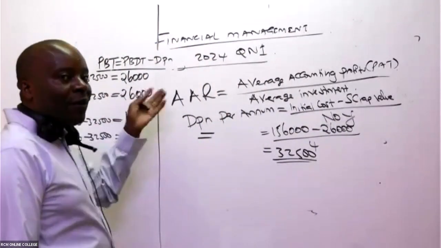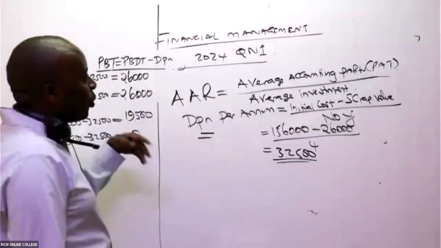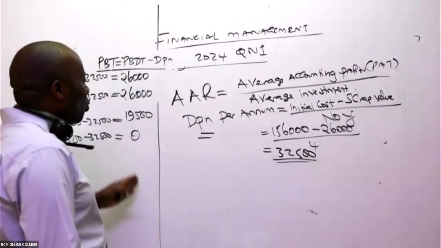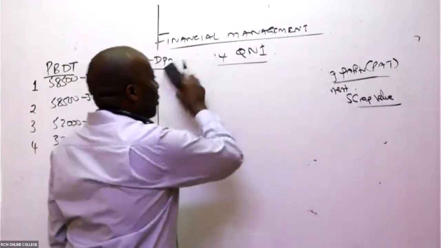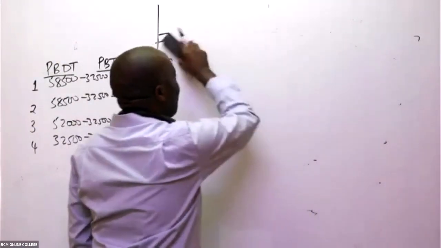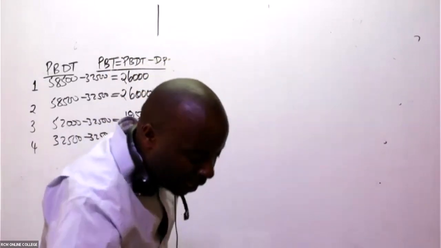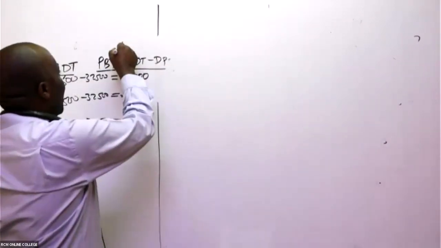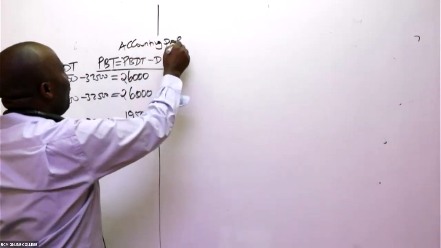If we had tax, we would have adjusted for tax to get PAT, but the rate of tax here was not provided. So this is what we shall use as our accounting profits.